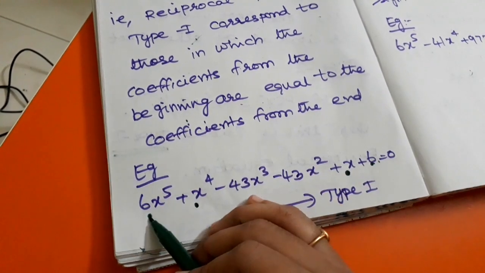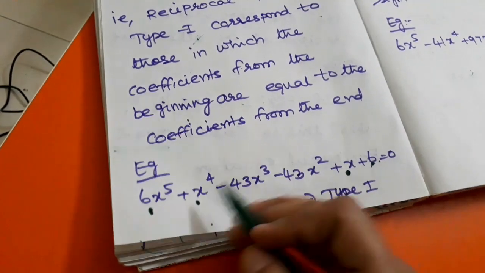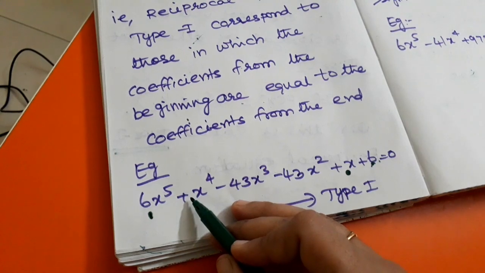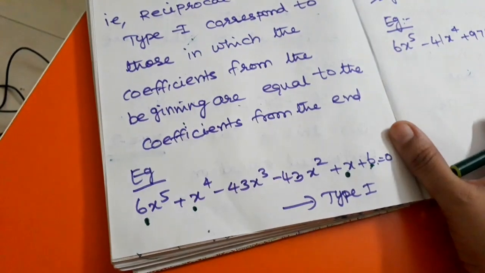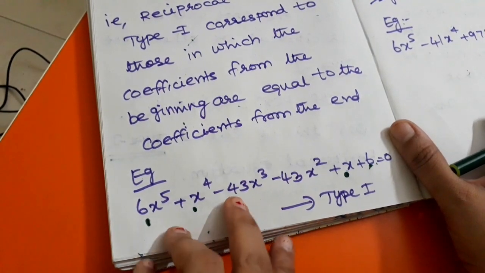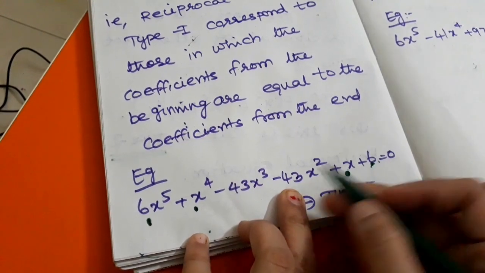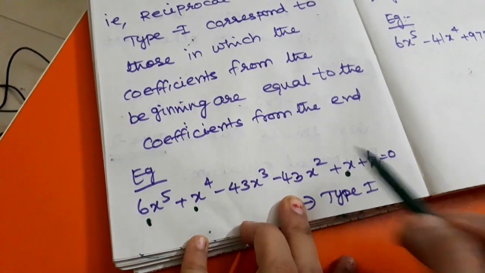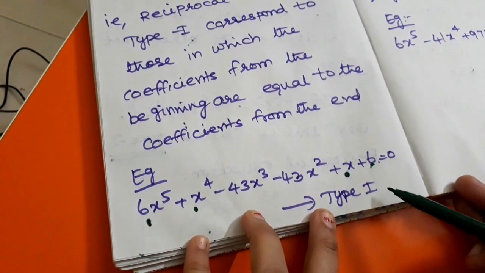So here 6 is the coefficient of the first term, and here plus 6 is the coefficient of the constant term. What is the coefficient of the second term? 1. Here the coefficient of the x term is 1. The coefficient of the third term is minus 43, and the coefficient of the third term from the back side is also minus 43. So this is called a type 1 reciprocal equation.